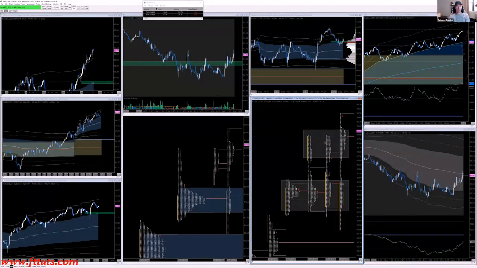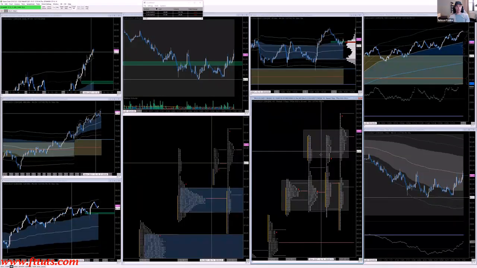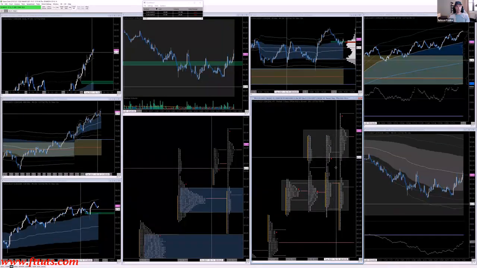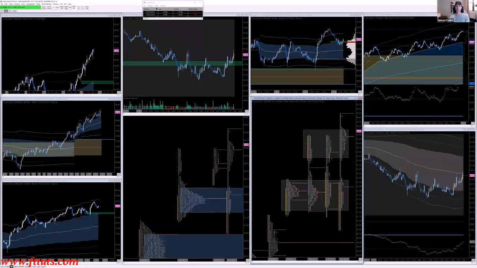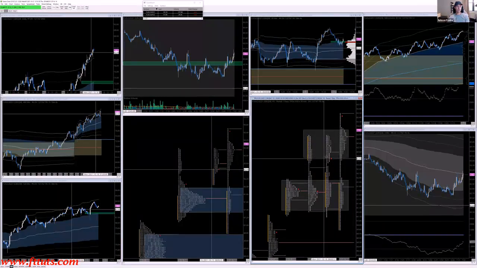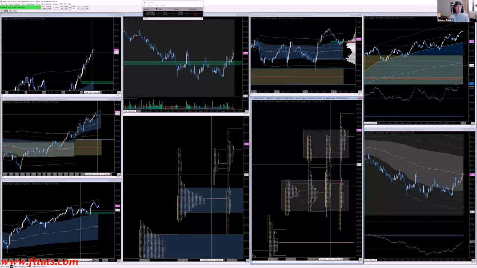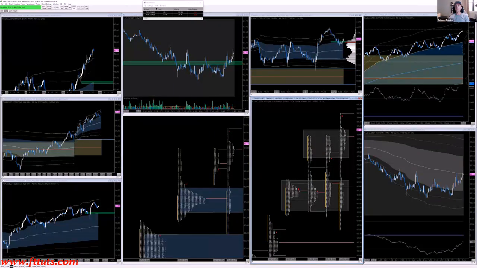I looked at what if we broke down below that area. What would that look like on my other two charts that I care about, which is weekly and monthly? If we broke this down, that means we've broken down the weekly. Let me just draw instead of use my mouse. So if we break this down, that means we've broken down the weekly, okay?